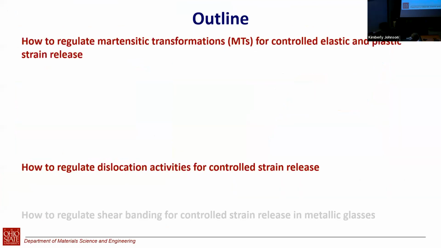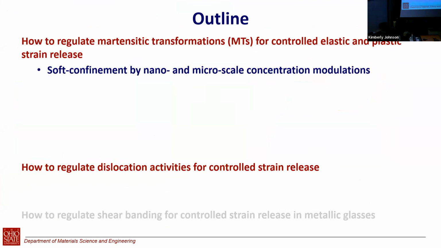So let's just talk about two things. The first one, how to regulate the martensitic transformation for controlled strain release, during both superelastic and plastic deformation. The second one, how to regulate dislocation activities for controlled strain release. So those are two different topics. I'm going to skip how to control or regulate shear banding in metallic glasses. So I'm going to start with soft confinement.